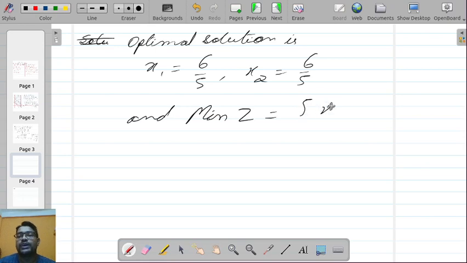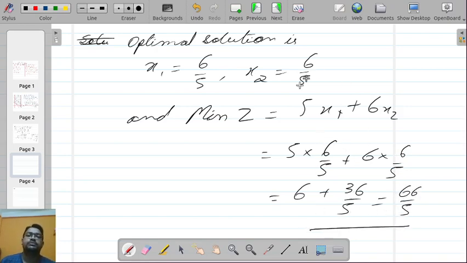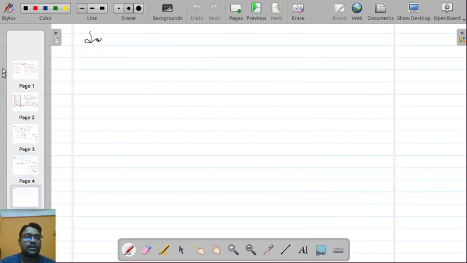And the minimum value of z is equal to 5x1 plus 6x2. That was the objective function. So it's 5 into 6 by 5 plus 6 into 6 by 5. So it's actually 6 plus 36 by 5, which is 66 by 5. So that is the minimum value of the objective function. That is how we can solve it.